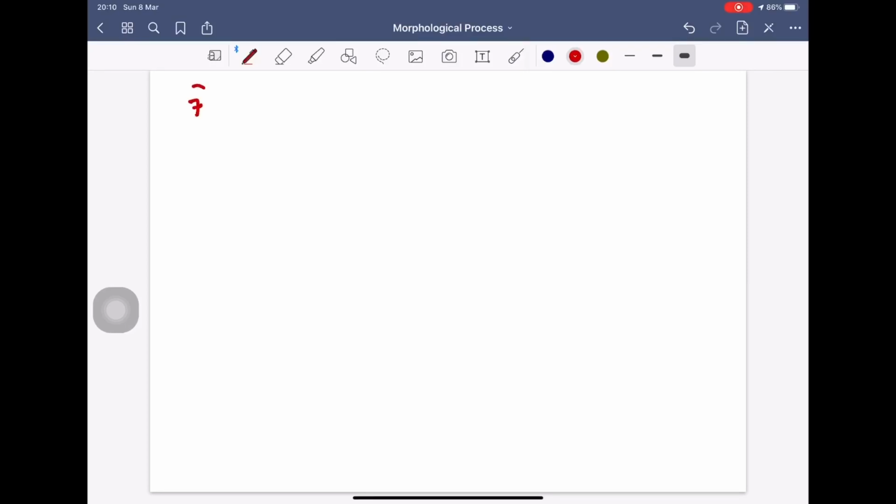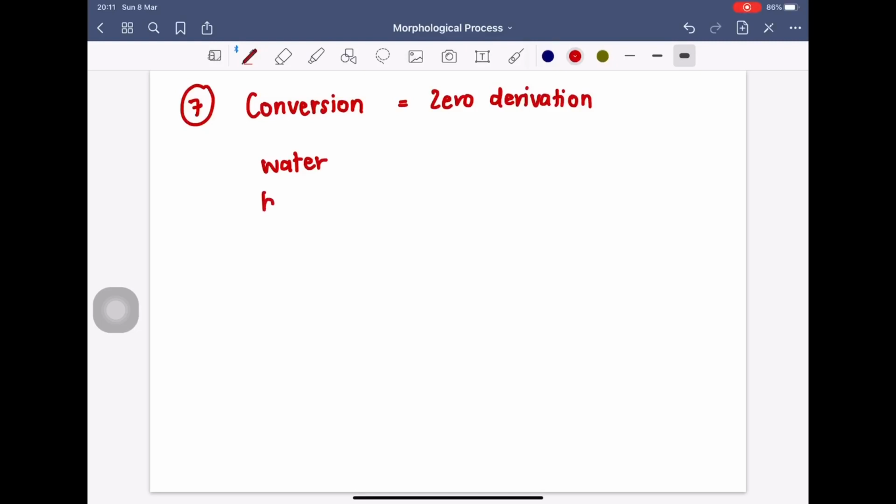Next is number 7. That is conversion. Okay, so for conversion, there is another name. That is zero derivation. I will explain more about this. Alright, so like the word water and the word hand. Everyone knows, right, that both of these words, water and hand, are nouns. But if you want to change their part of speech, what would you do for these two words? Think about this. If you want to make them into verbs.